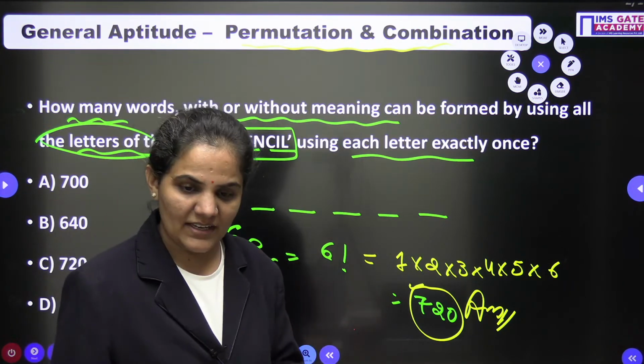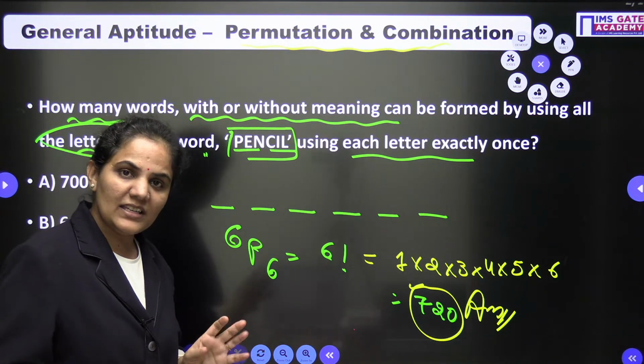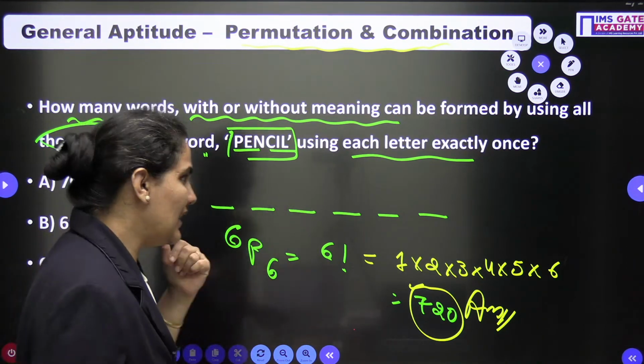Very easily we can approach it. Right? So one of the very simple question, very easy question. Let's go with the next question.